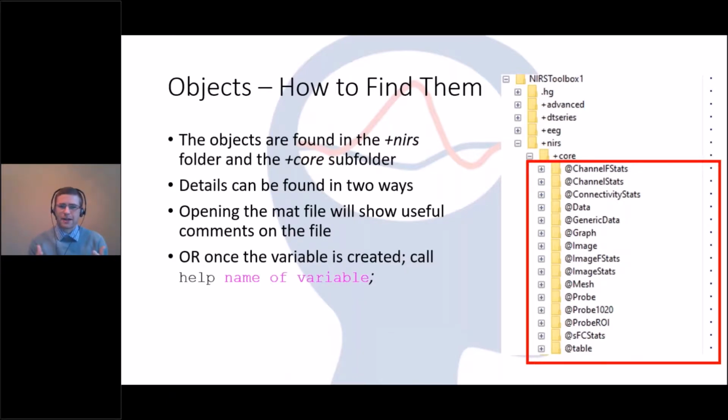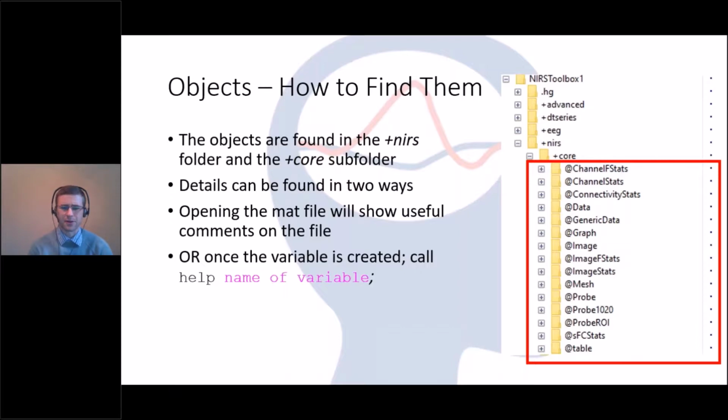Once you have an idea of where things are and how to navigate the folders, the toolbox itself, when you run it, will create what are called objects. In MATLAB, they have a different style to them, but within this, you can find each of the object types, let me put it that way. Inside of the NIRS folder and within the core subfolder, you'll see all these little @ symbols: channel F stats, channel stats, connectivity stats, data, and so on. There's also a table option at the bottom. Each of these are the possible objects that you can build or that will be used.